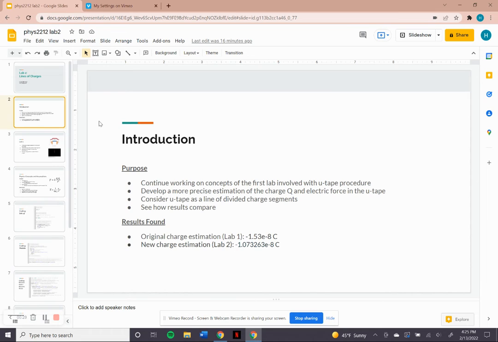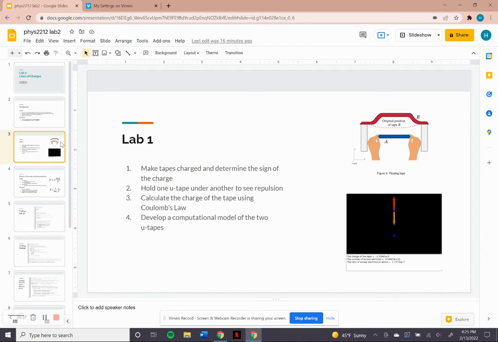So for the charge, we can see in the second lab, I got a lower value for charge in magnitude compared to the first lab, and we'll see why later on.